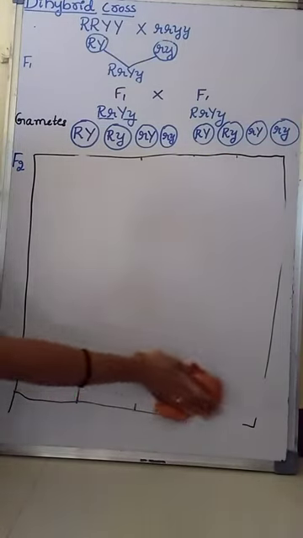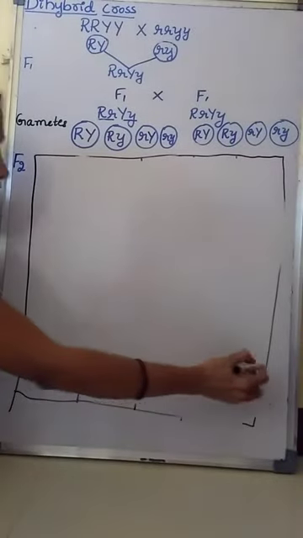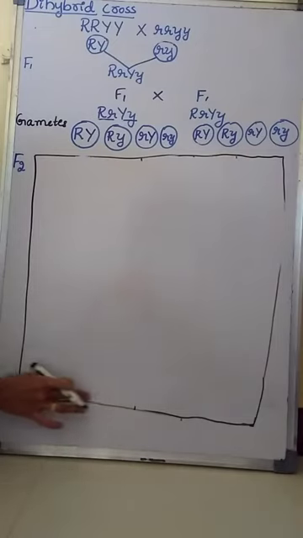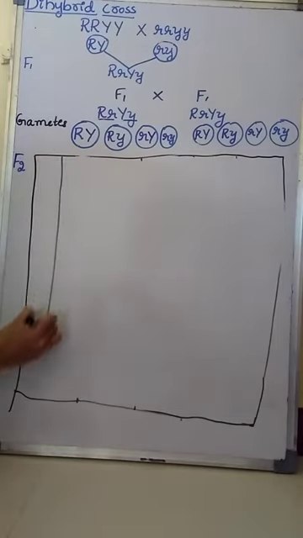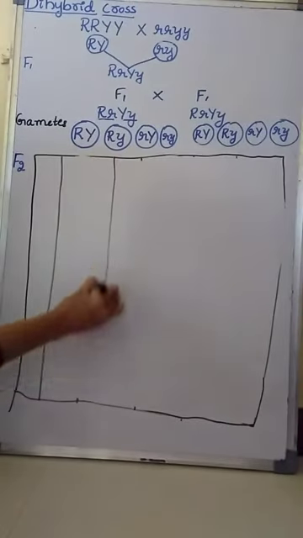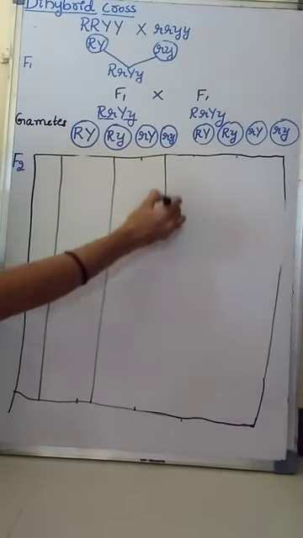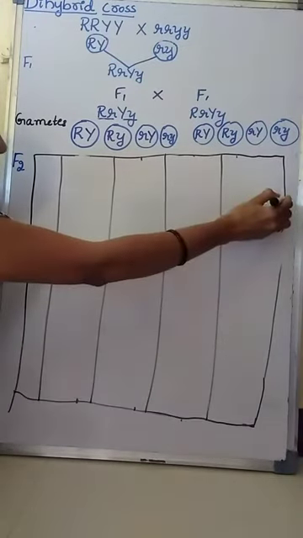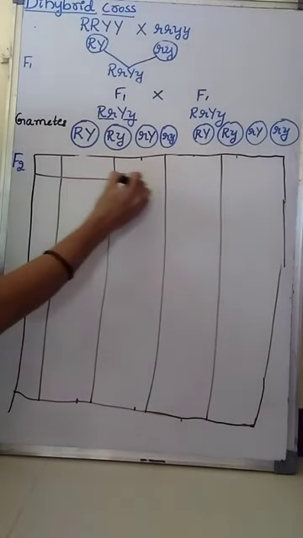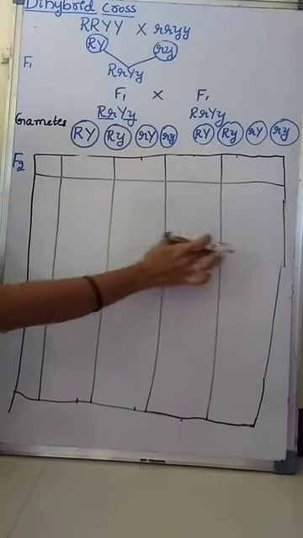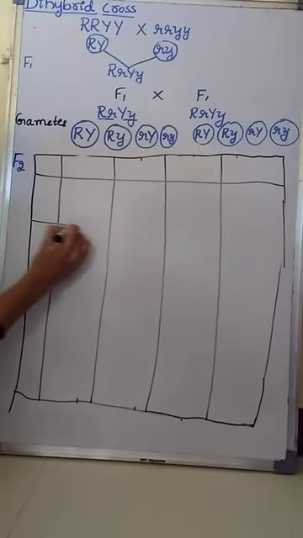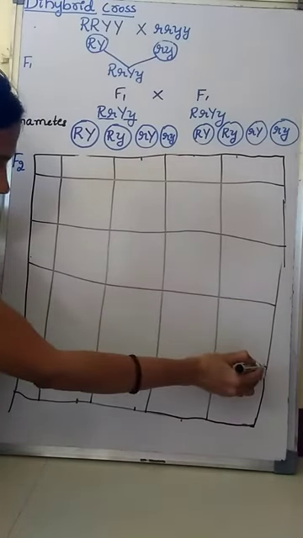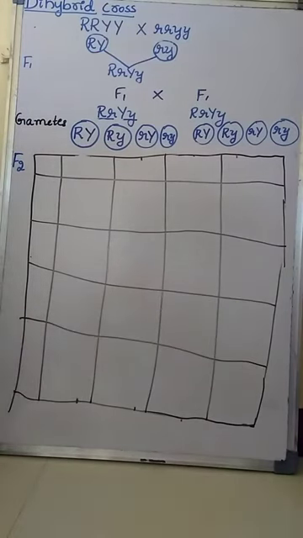This is called Punnett square because this was introduced by Reginald Punnett or R.C. Punnett. Hence, this is called as Punnett square. Here we have to take, like this, 4 columns and 4 rows. Like this.